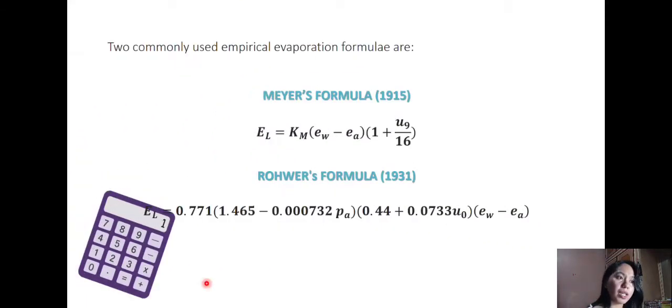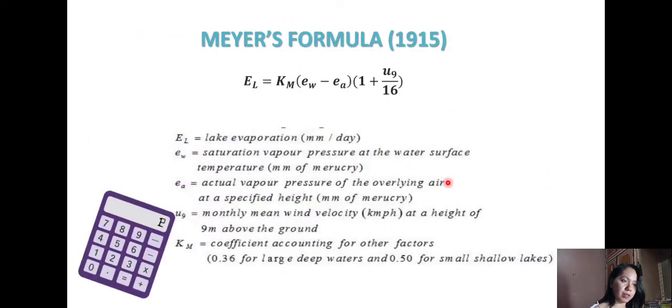So there are two commonly used empirical evaporation formulas. These are Meyer's formula and Rohwer's formula. In Meyer's formula, E sub L is equal to K sub M multiplied by E sub W minus E sub A multiplied by 1 plus U sub 9 over 16.